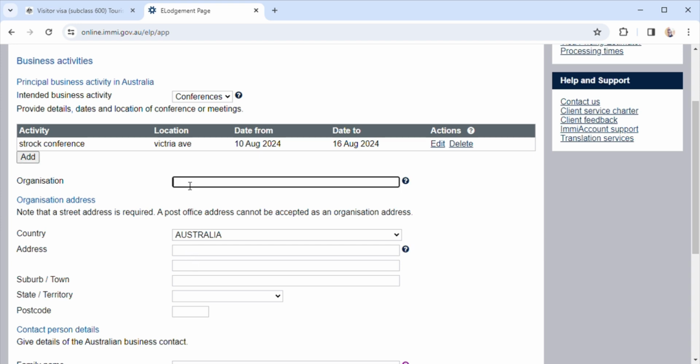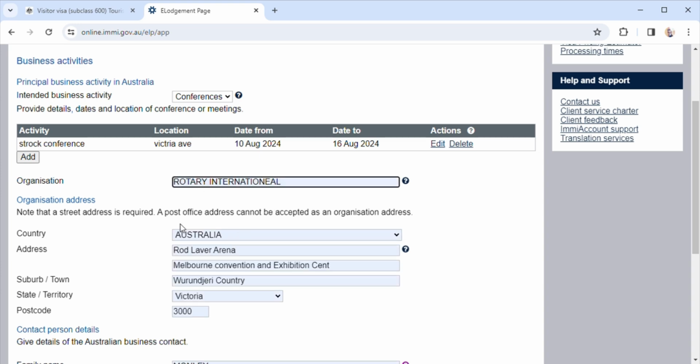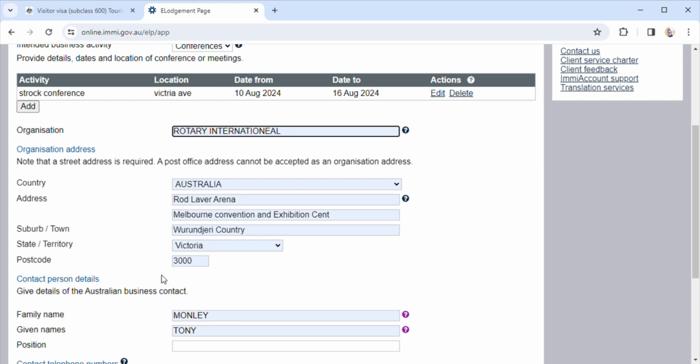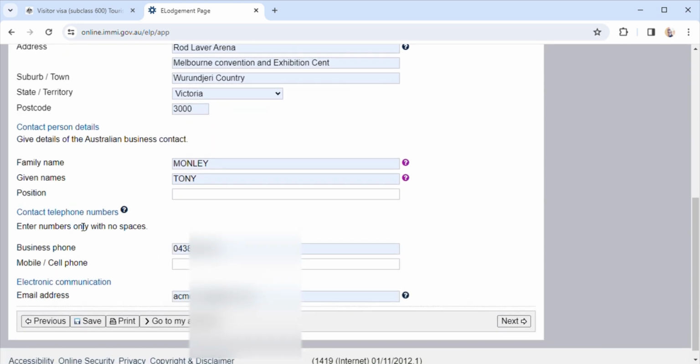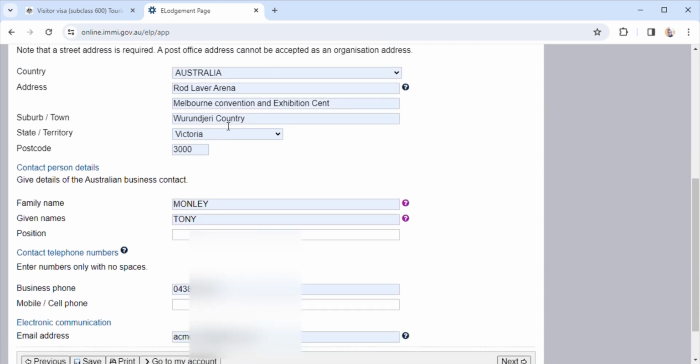So the organization you put, maybe we may say Rotary International, something like that. I'm just using that because I already have it in my system, guys. So you can consider this. This is the address, the postal code. Basically, someone at that address is the person they will contact. You get all this information you feed in here from your invitation letter. That invitation letter has the phone number, the email address, the names of the person you will contact, and the address of the event.